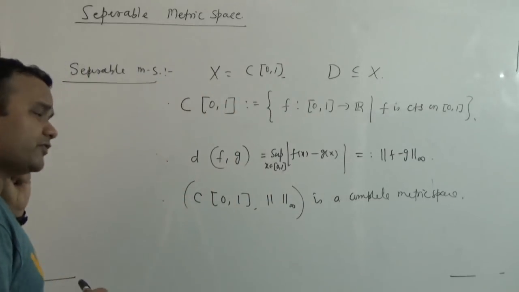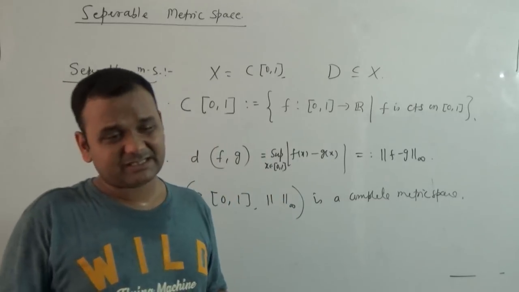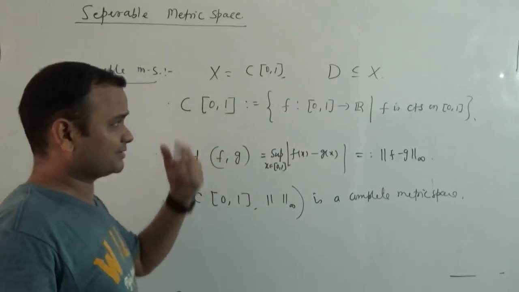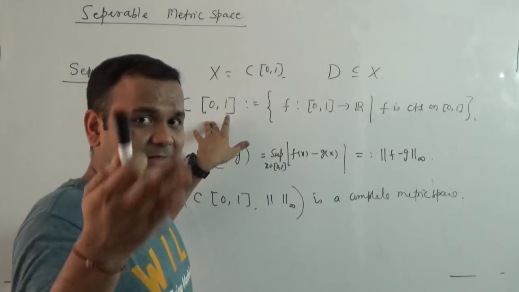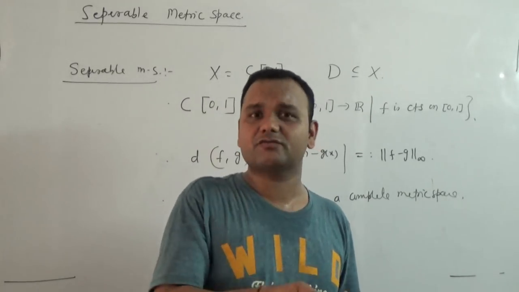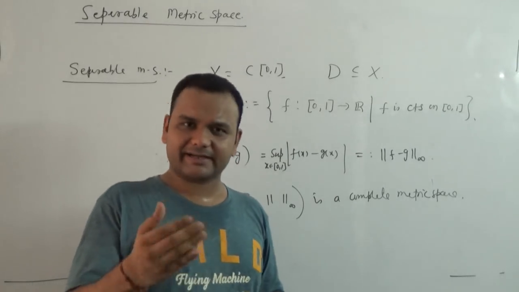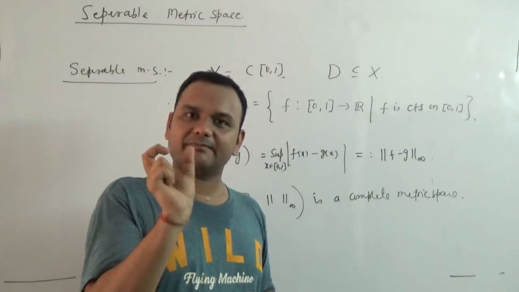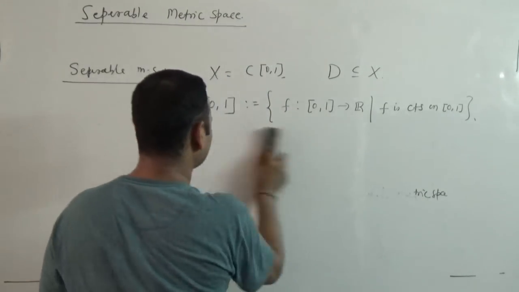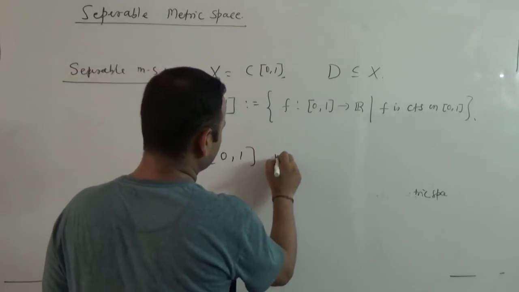Like the Weierstrass theorem, if you have studied the Weierstrass theorem. What does the Weierstrass theorem say? The polynomials on 0, 1, like the domain is 0, 1, are going to be dense here with respect to the sup norm. And the polynomials with rational coefficients are dense here. If I go into that topic, I will again go a bit off track, but I am giving it as a hint. Okay, so the hint is very simple. So this C[0,1] is separable.